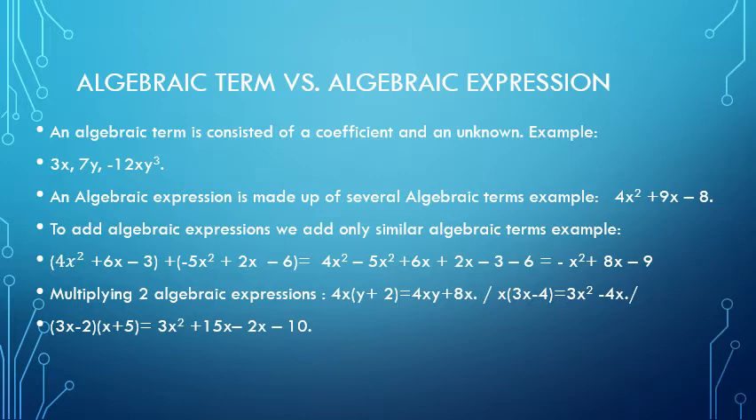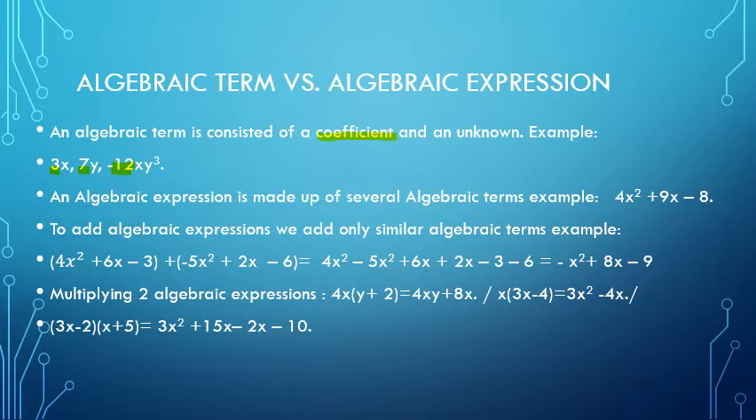An algebraic term consists of a coefficient and an unknown. First of all, I'm going to show you what a coefficient is. A coefficient in these examples is 3, 7, and minus 12. So these are the coefficients of the following algebraic terms. So 3x is the first algebraic term, 7y is the second algebraic term, and minus 12xy cubed is our third example.